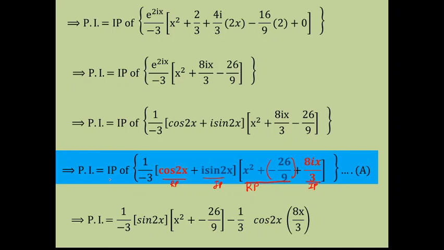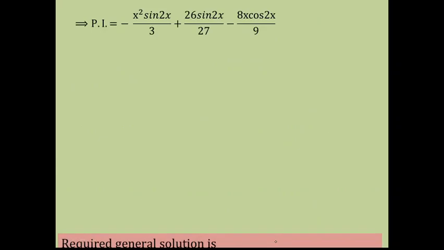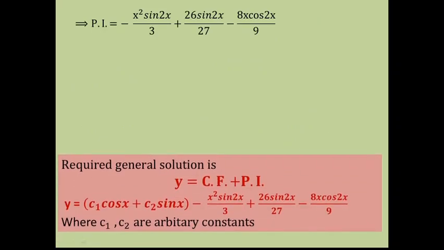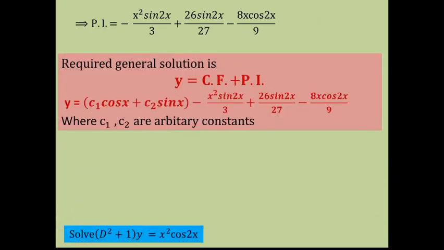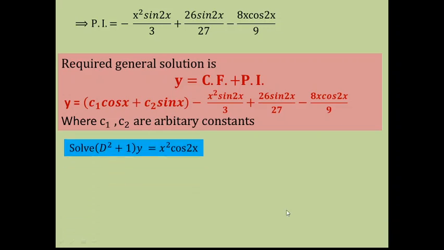Otherwise, one of the longest ways is to open all the brackets, collect the real part and imaginary part, and find out the imaginary part of the result. So this is what I have explained here, the easiest one, right? So this is the particular integral. Now if you wish, you can open all the brackets. So now we will write the required general solution. So in this way we get the required general solution.